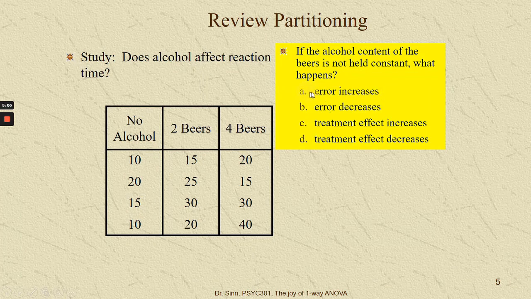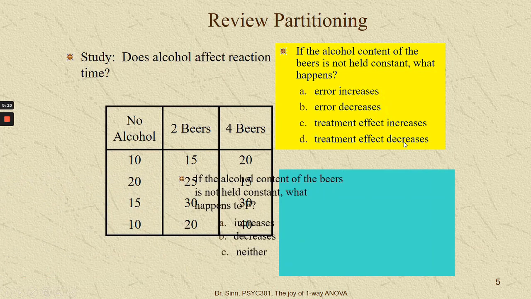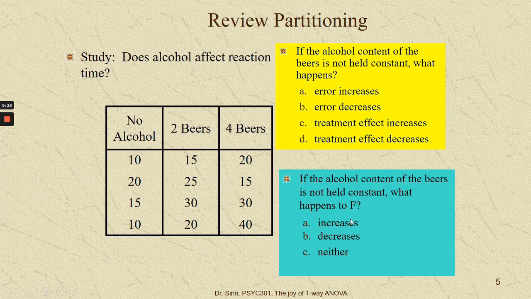Okay, so some more questions here. If the alcohol content of the beers is not held constant, what happens? So in other words, we know that the alcohol is what may be affecting the reaction time, and different beers have different levels of alcohol. Okay. So if the alcohol content is not held constant, that means the error is going to increase. That's A. So we know the extent to which we standardize affects the amount of error that we have. Okay, and then if the alcohol content is not held constant, we're letting more error enter in, that's more noise. So that's going to decrease F. So that would be B down here.